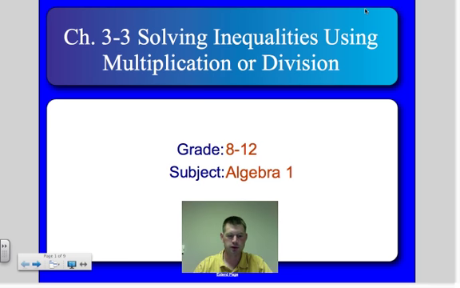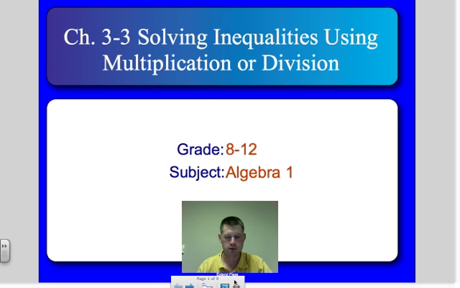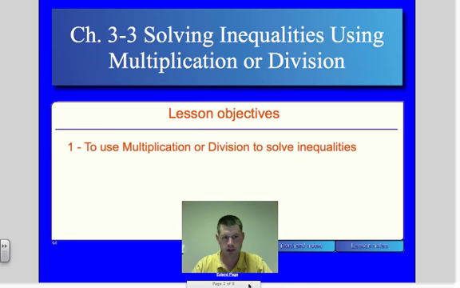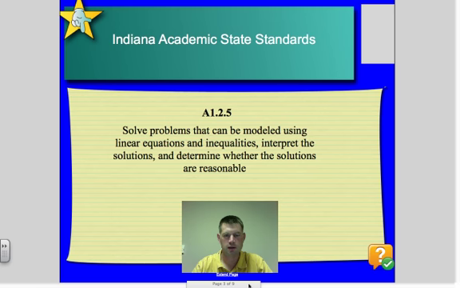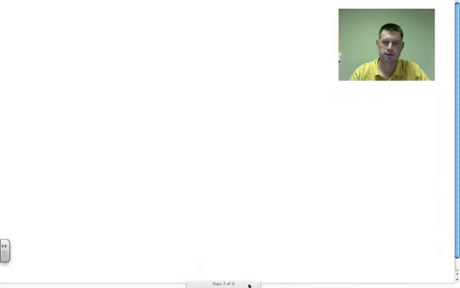Okay, well today what we're going to be doing is talking about Chapter 3, Section 3, which is solving inequalities using multiplication and division. That is our objective essentially. Our academic standard is A1.2.5.